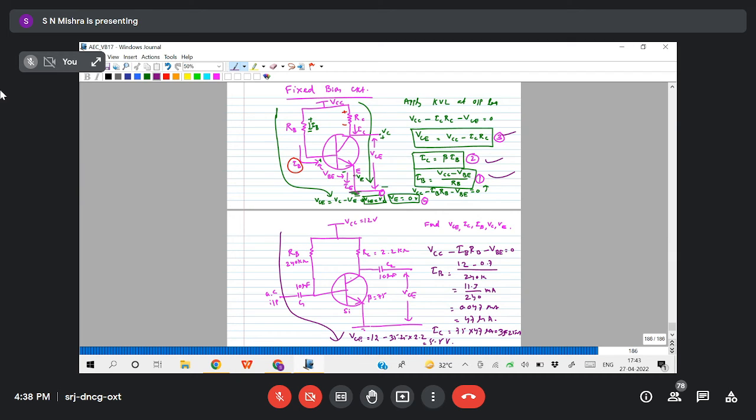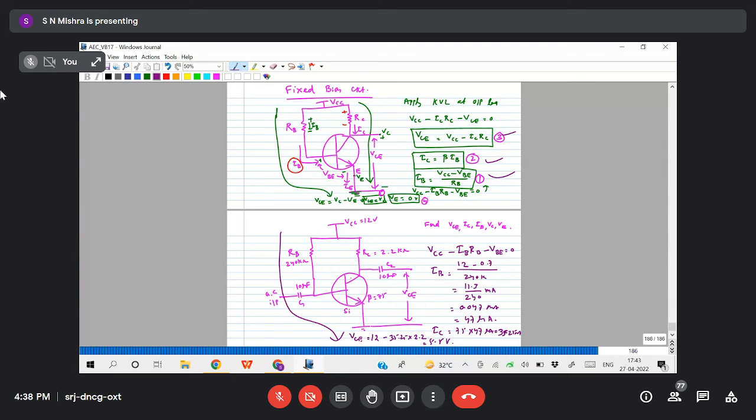So this is the procedure. Then VE is 0 here because the emitter is grounded. So VCE is the same as VC. This is the way the circuit will be solved. This is a 5-mark question, so you can expect this type of question in the NSEM exam. So actually, from whatever we have discussed, you will get 2 questions.